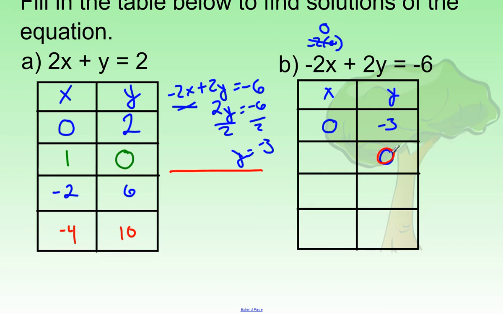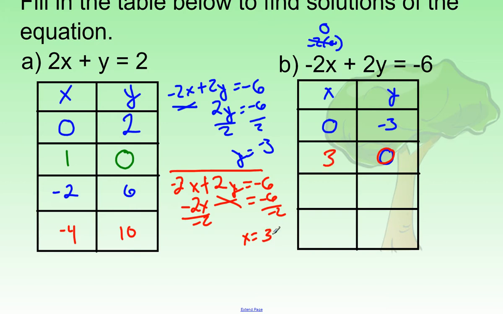Okay, I'm going to plug in 0 for y, so the same equation, negative 2x plus 2y equals negative 6. Now in this case, the y variable is 0, so this whole piece, 2 times 0, is 0. It cancels out, so that piece is gone. So I have negative 2x equals negative 6. Divide by negative 2, divide by negative 2, and x equals 3.